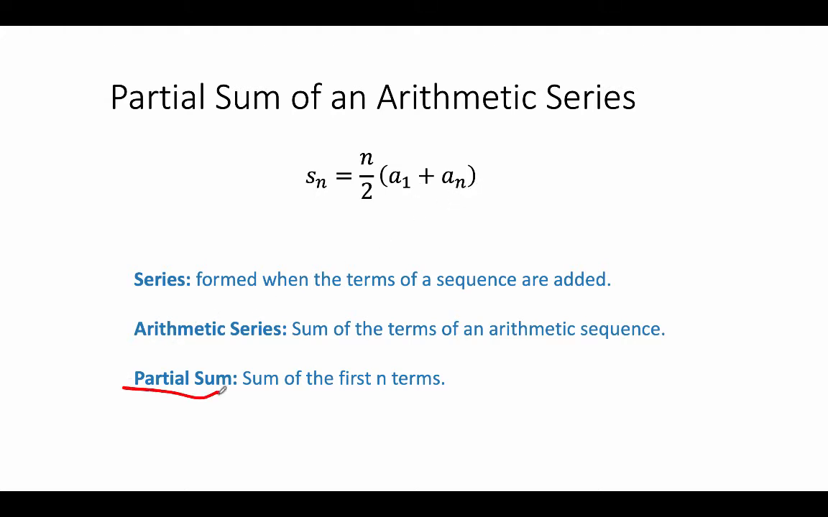A partial sum means we're going to have some infinite sums in the next lesson. But now we're talking about partial. Obviously, if you're arithmetic and you're going up, you're going to go up forever. So you can't have an infinite sum.